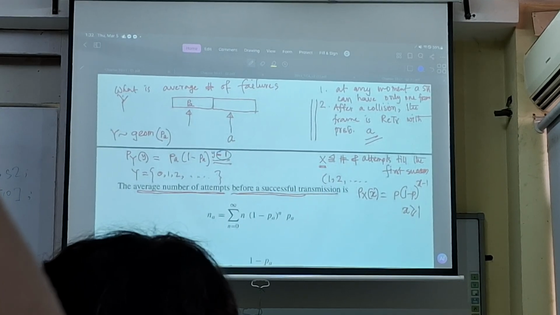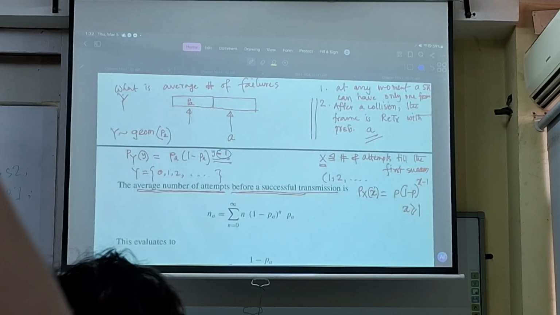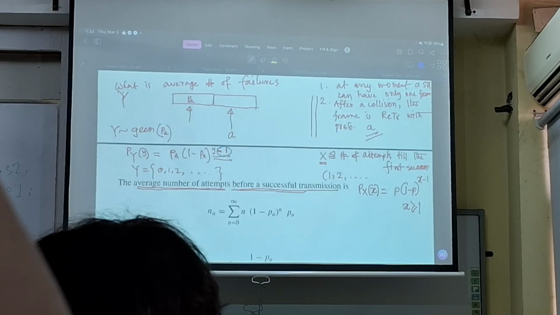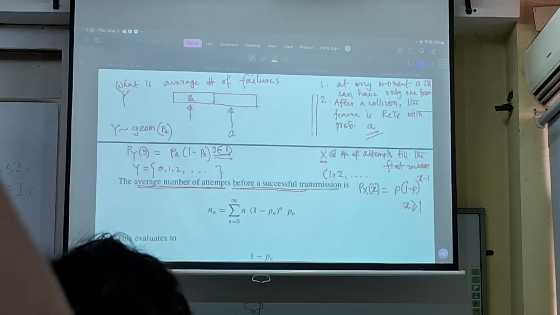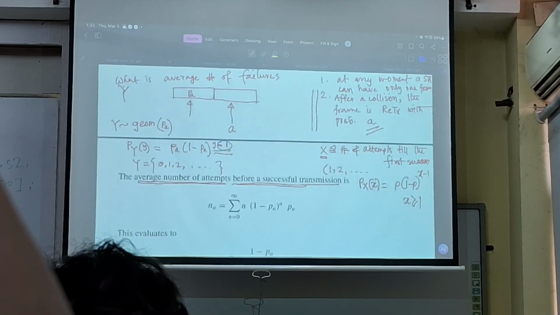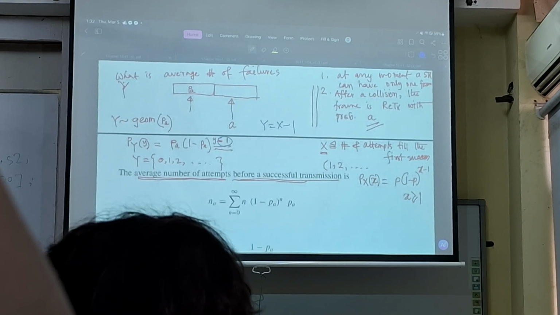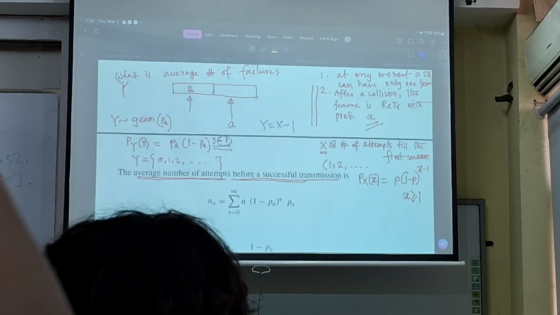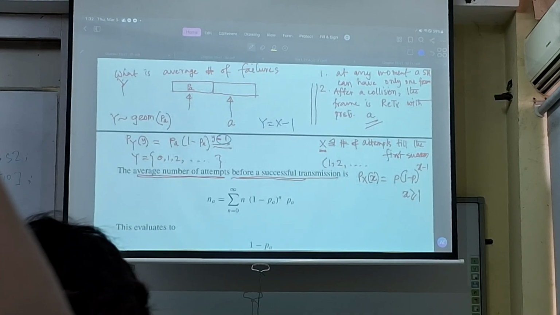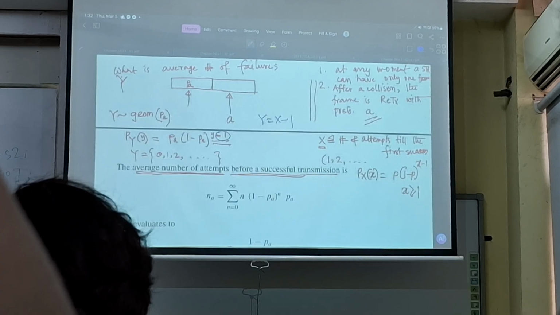The PMF is P times (1 minus P) to the power y, because we are not considering the attempt that is used for the success. We are counting before that one. So y is equal to x minus 1, and it becomes a system. When x is 1, what is the value of y? You need one attempt to hit, then y is 0. You get 0 failures before it.